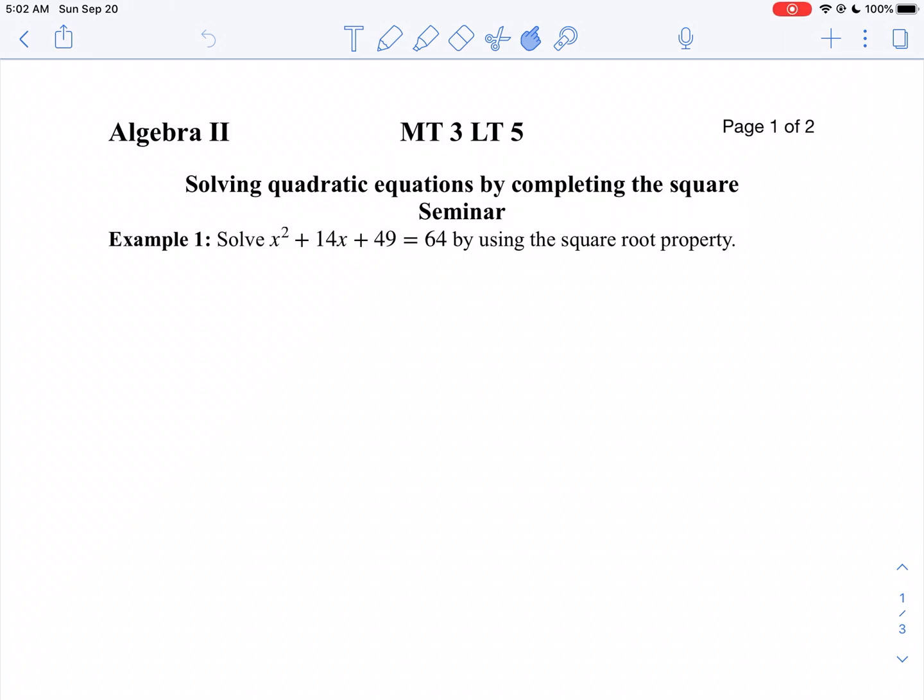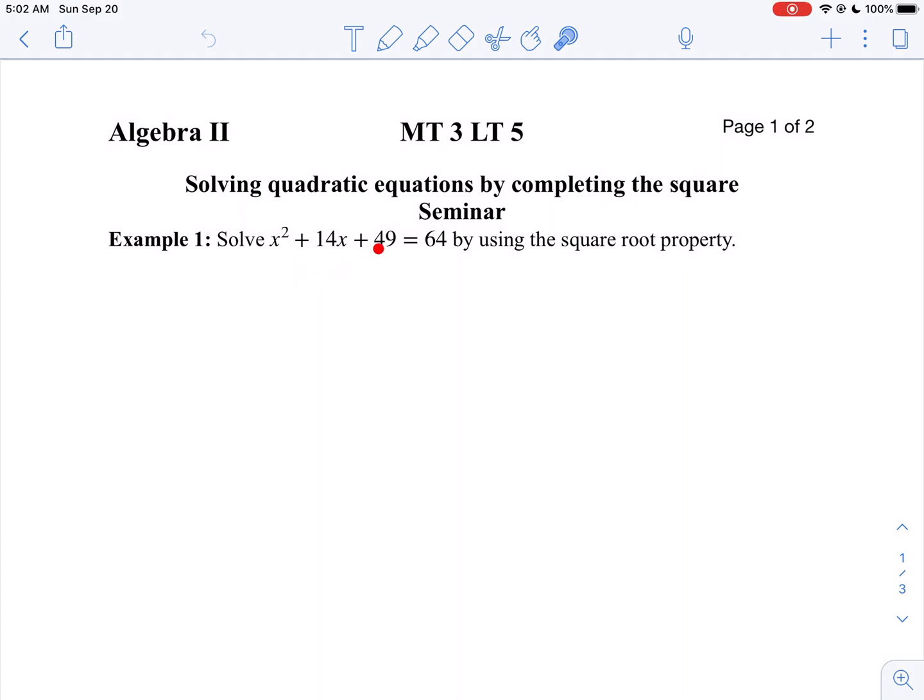In this lesson, I want you to solve quadratic equations by using the square root property. I want you to solve quadratic equations by completing the square. That's your new vocabulary term, completing the square. We can use the square root property when the quadratic you factor turns out to be a perfect square.